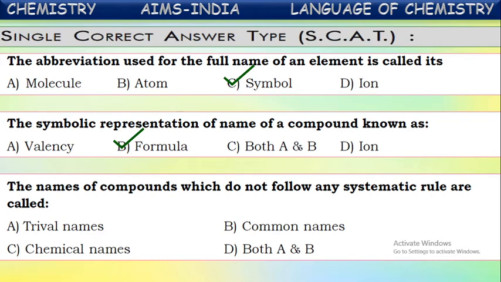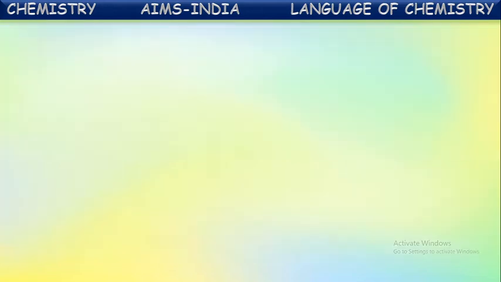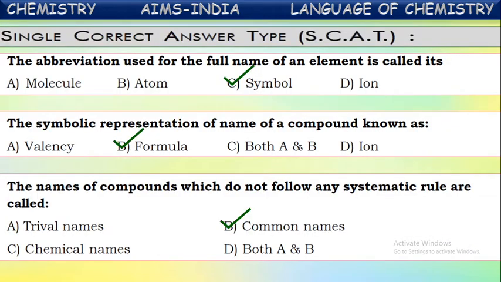Those names are called, yes, what are they called? They're called tribal names or common names. Okay, actually it is tribal names or common names. Both come under this, we can say both. These two will be correct answers. Tribal names or common names. Now the answer will be B, not this. It will be both A and B. Tribal names or common names they are called.